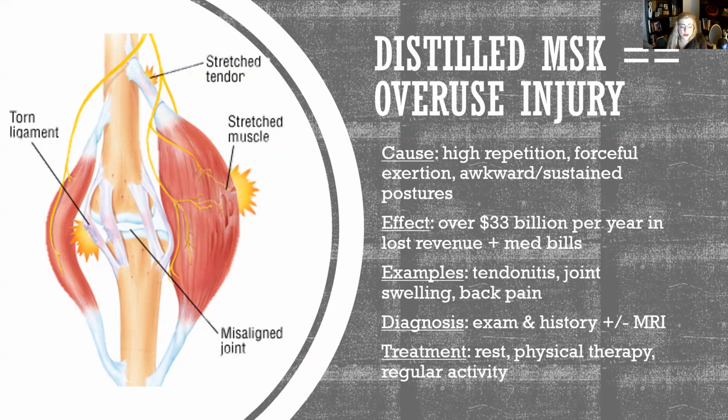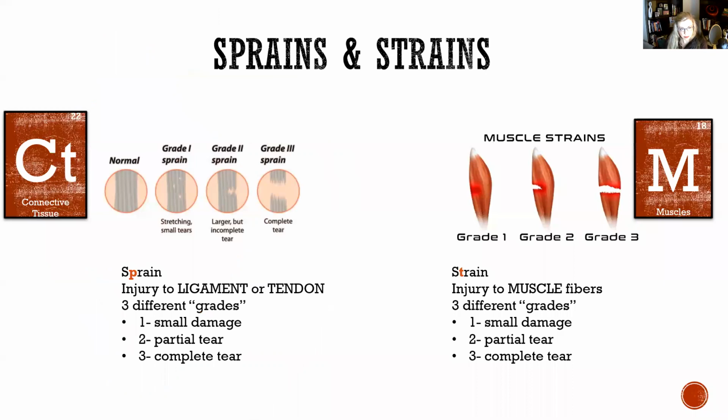I also want you to notice that the treatment for a lot of these diseases are going to be the same. And we're going to get into that here in the next slide. So the most common overuse injuries are going to be sprains and strains. Now, I know that some of you are like, I thought this was going to be an ER talk, but this is something that we see all the time, especially if you're working at an urgent care or a fast track. We see muscle strains and sprains all the time.